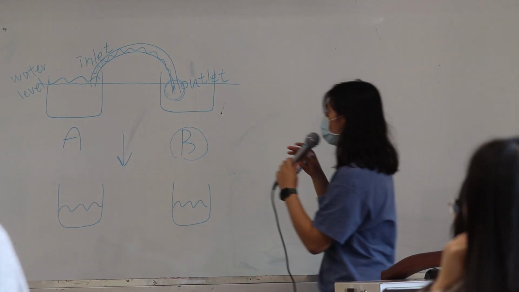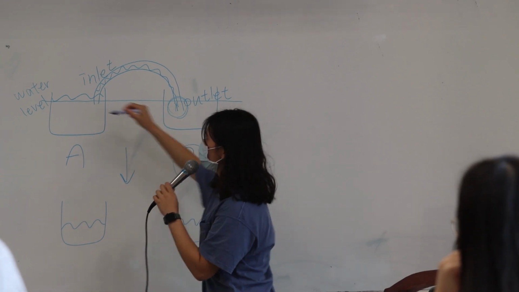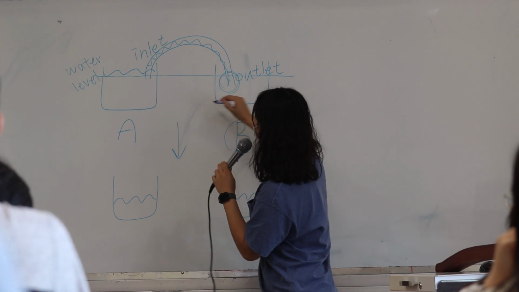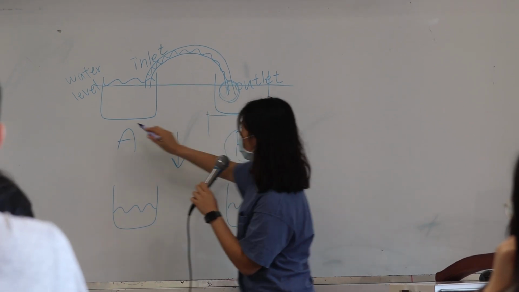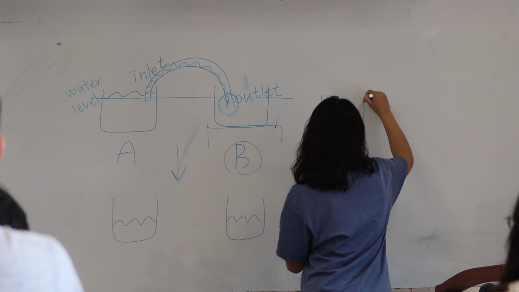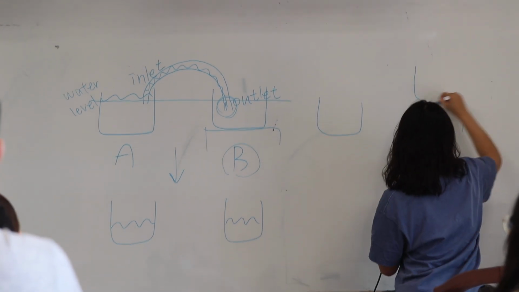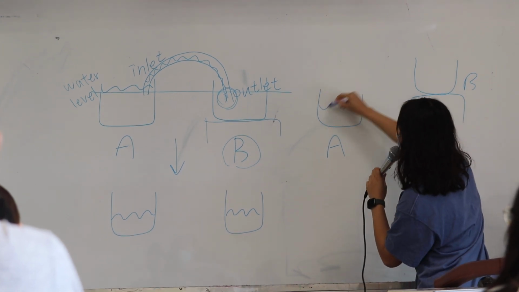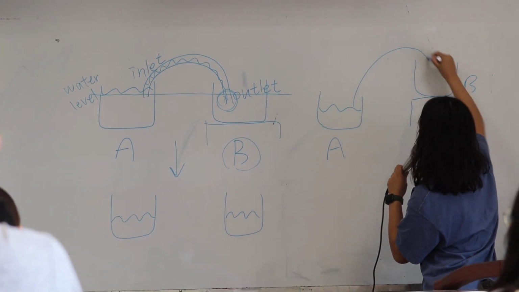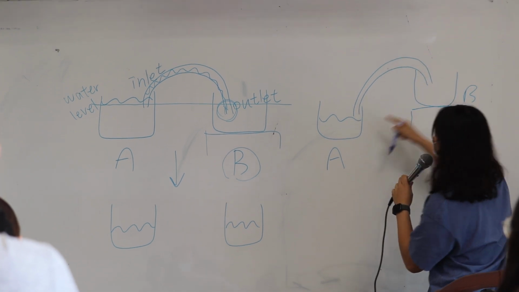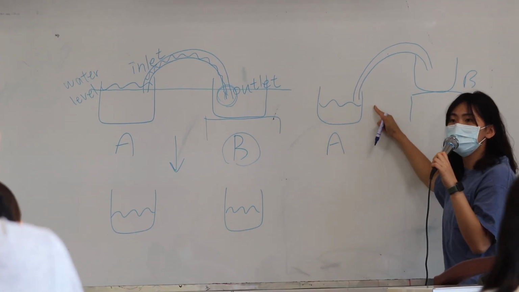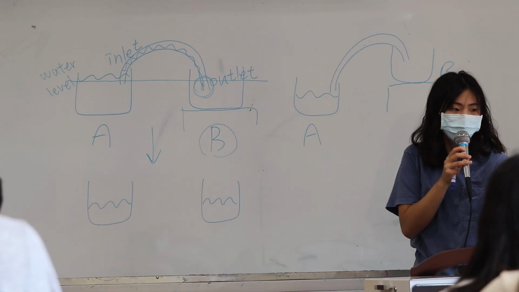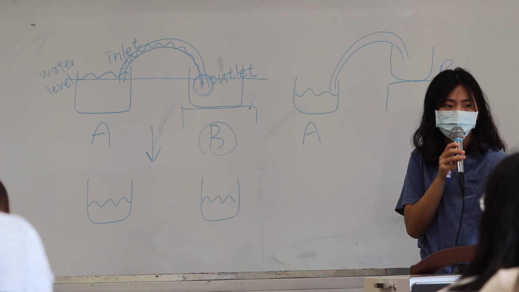So what if we don't put this outlet below this water level? If there's a table here and this is B, and we put the outlet here, higher than the water level of the A container, the experiment won't succeed. So there are some reasons.